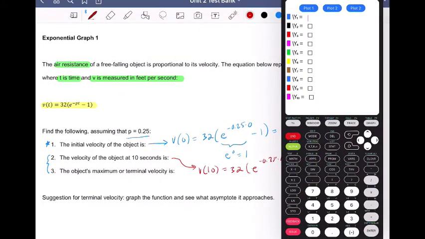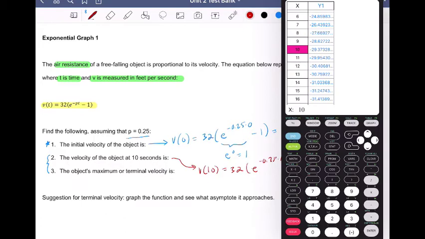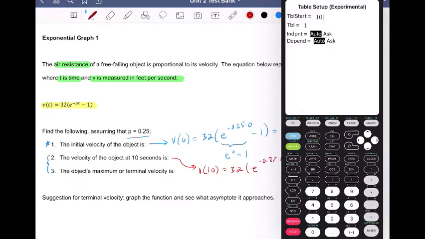So we want to enter our equation: 32 times, parentheses, second ln for e, negative 0.25x, and then minus 1. You want to get a graph of this, but even before we do that, let's look at a table of this. So table, second graph is table.